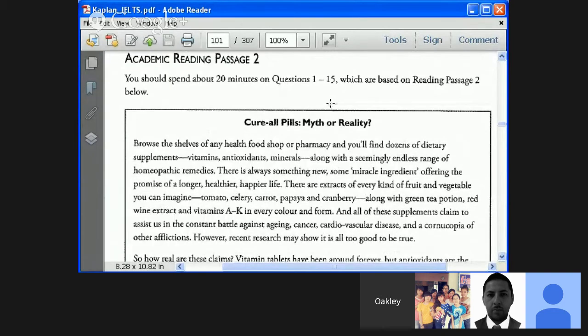Okay, let's take a look at a reading passage. This is an IELTS academic reading passage. Just to review some basics, I open my booklet, I see the reading passage. Quickly take a look at the title. Cure-all pills, myth or reality? Something about pills, cure-all pills. That's a good indication.